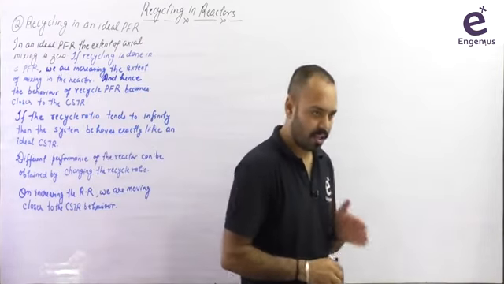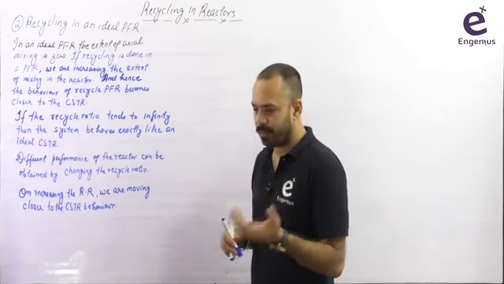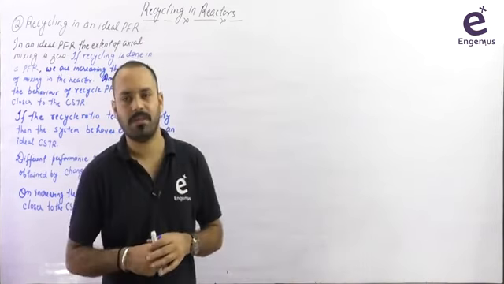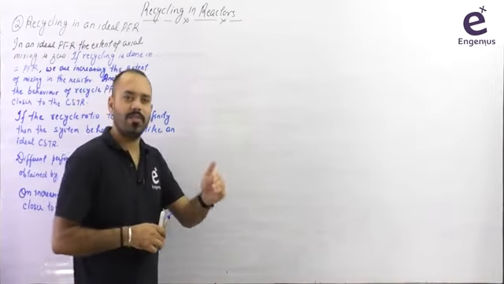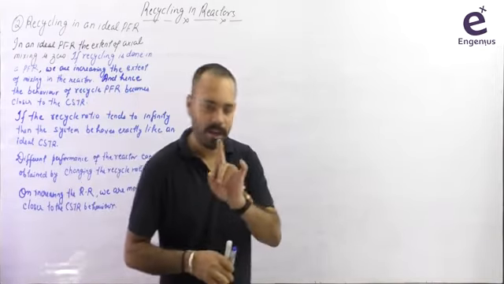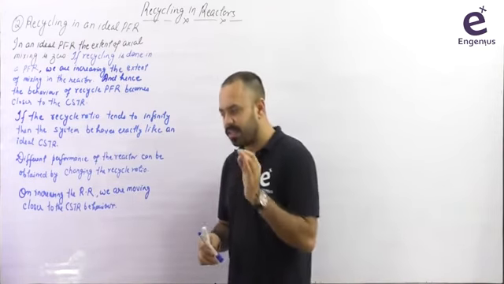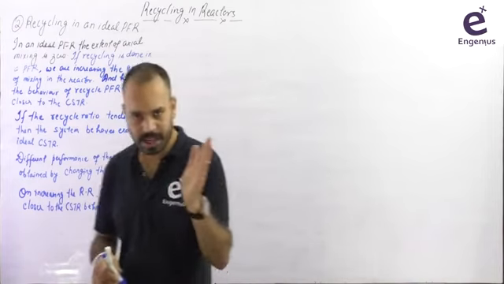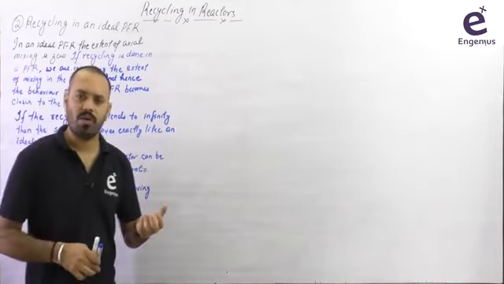If the order of a reaction is greater than 0, which is in most of the practical cases, the order is only positive. If the order of the reaction is greater than 0, then a CSTR gives less conversion than PFR. Very, very important point I am going to discuss. If the order of the reaction is positive, then the CSTR conversion is always low.